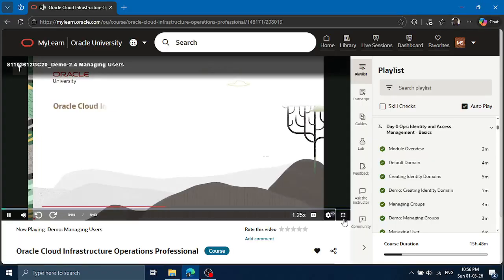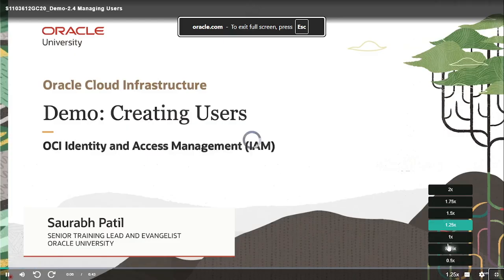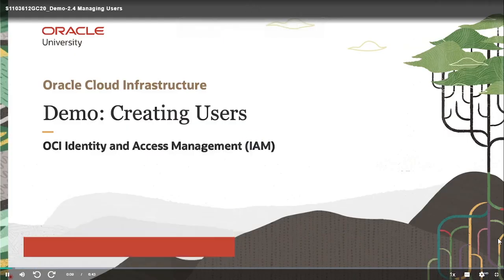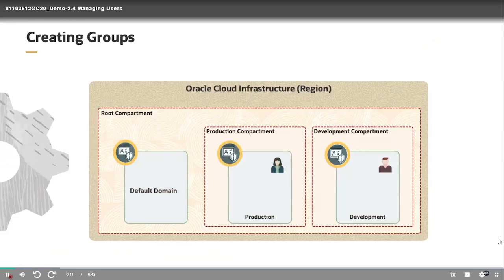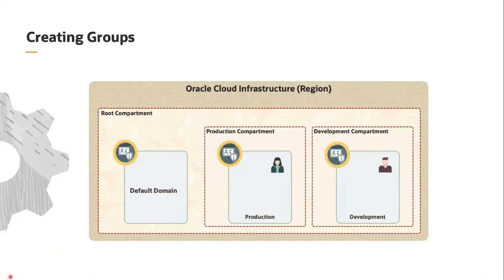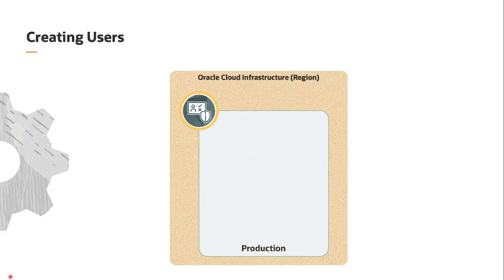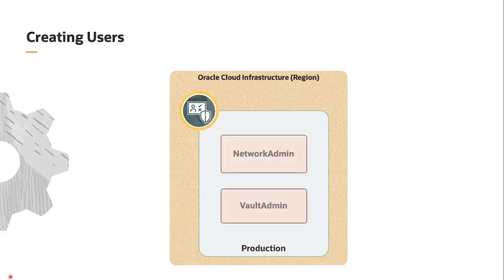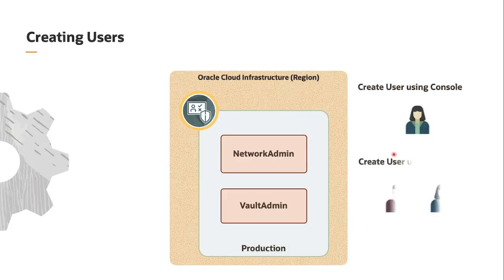Welcome back. In this demo on creating users in OCI IAM, we will use the same use case where we have two domains, production and development, within our tenancy. Then in the production domain, we created two groups, network admin and vault admin. Now in this demo, we will create three users: one using the console and adding it to the network admin group, and two more users using the CSV import option, adding one of them to the network admin group and the second user to the vault admin group.